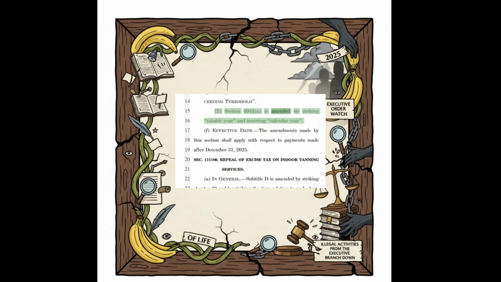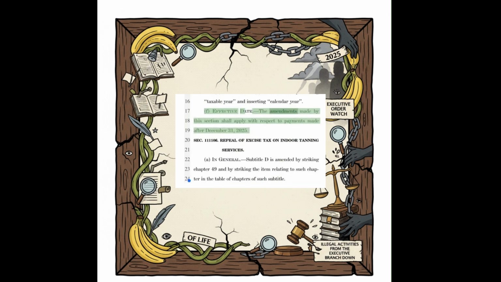Section 6041 is amended by striking "taxable year" and inserting "calendar year." Effective date. The amendments made by this section shall apply with respect to payments made after December 31st, 2025.